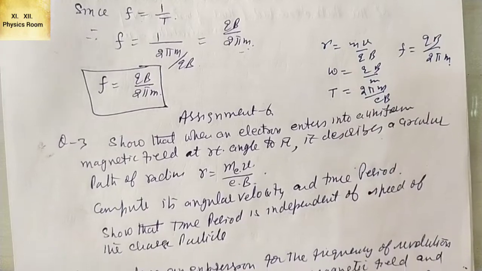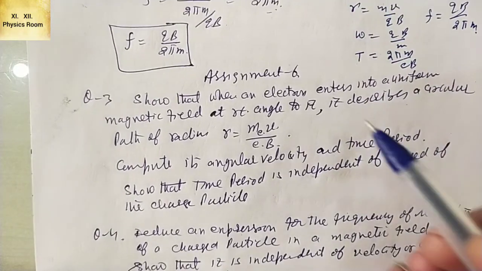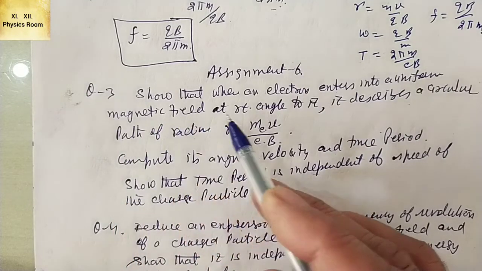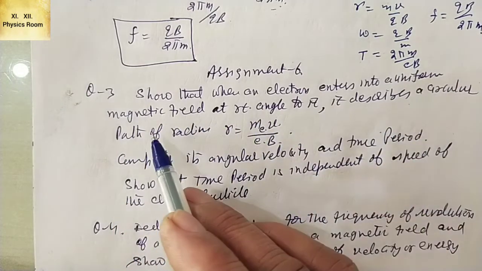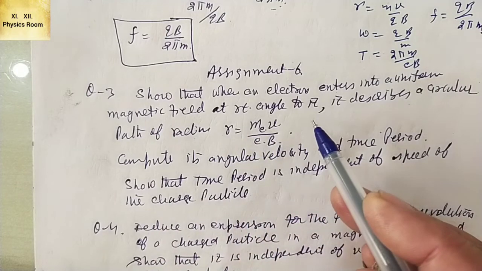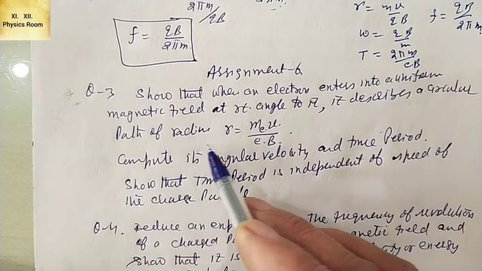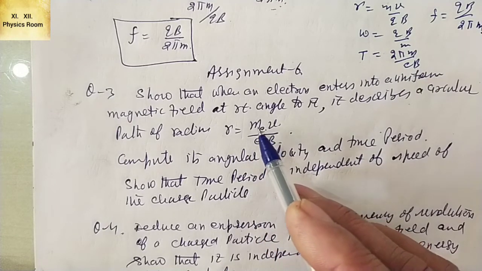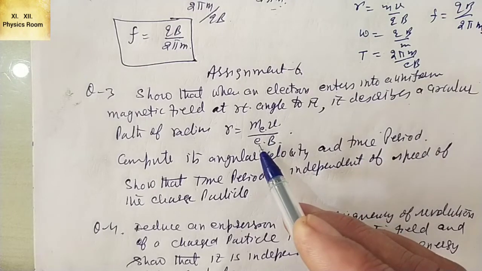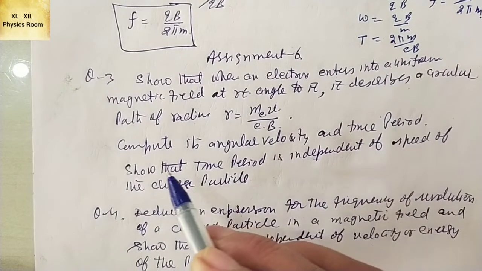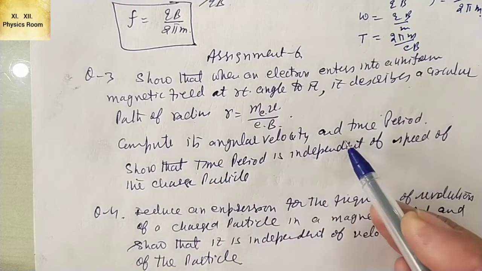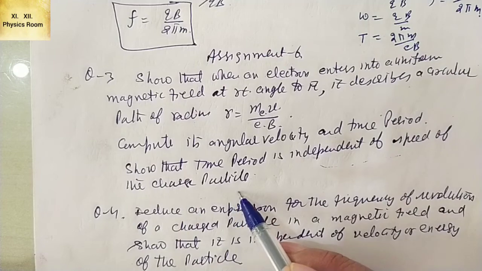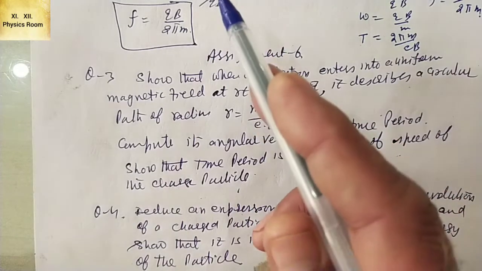Now we talk of some questions, numerical problems, assignment 6. Question number 3 of assignment 6. Show that when an electron enters a uniform magnetic field at right angle to it, it describes a circular path of radius r equal to me v by eB, where me is the mass of the electron and e is the charge on an electron. Compute its angular velocity and time period. Show that time period is independent of speed of the charged particle. So it is the whole article that you have done.